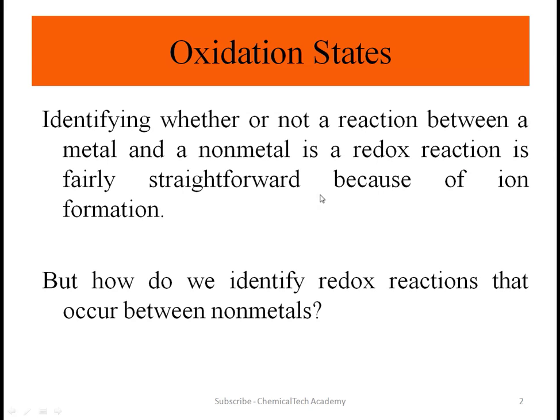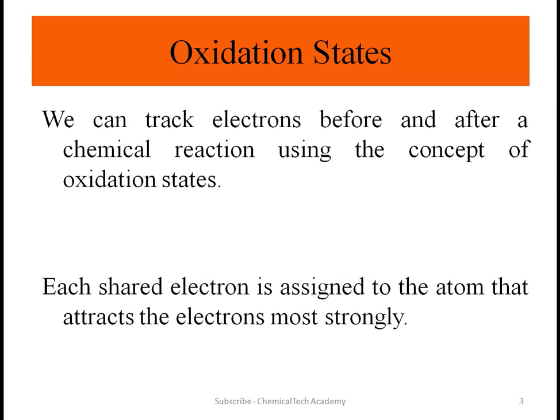It's fairly straightforward because of ion formation. Metals usually lose electrons and non-metals usually gain electrons. But how do we identify redox reactions that occur between non-metals? When we have two non-metals, we can track electrons before and after a chemical reaction using the concept of oxidation states.